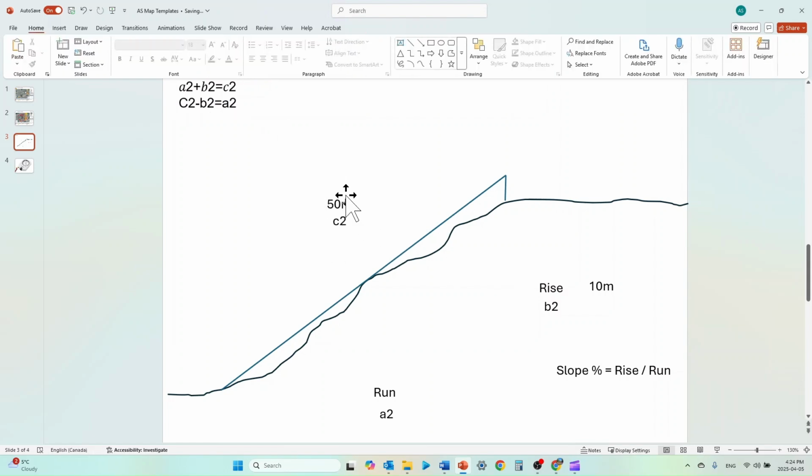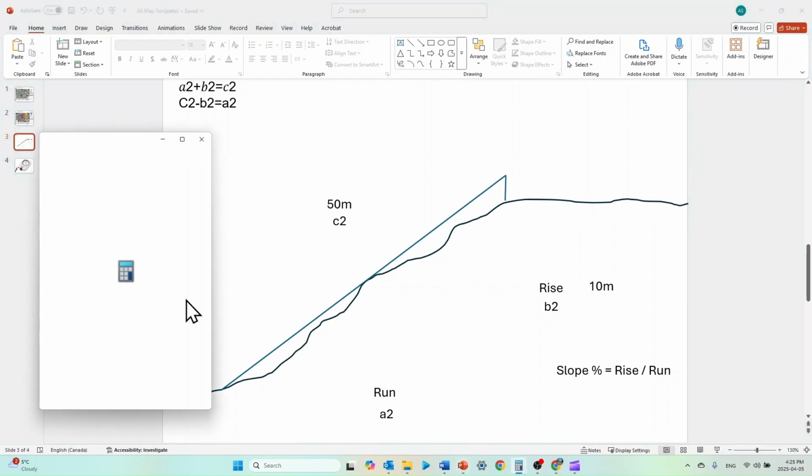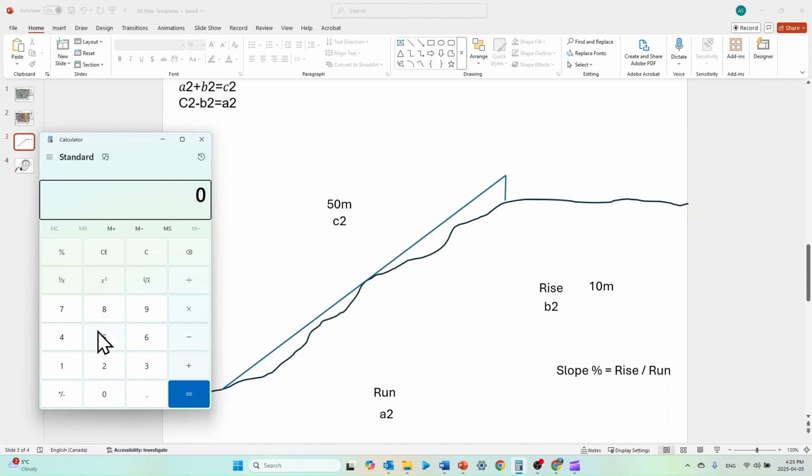So if c squared was 50 meters with our rangefinder, and we know from our elevation distances on our GPS that it's 10 meters, we're going to use our calculator, and we're going to go 50 squared minus 10 squared equals, and then we're going to square root it. So our actual run is 48.98 meters. So we can round that to 49 meters.